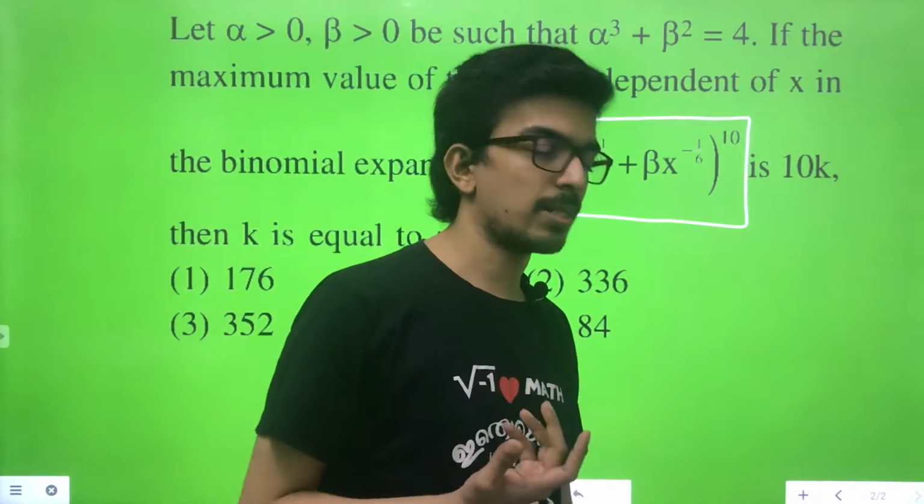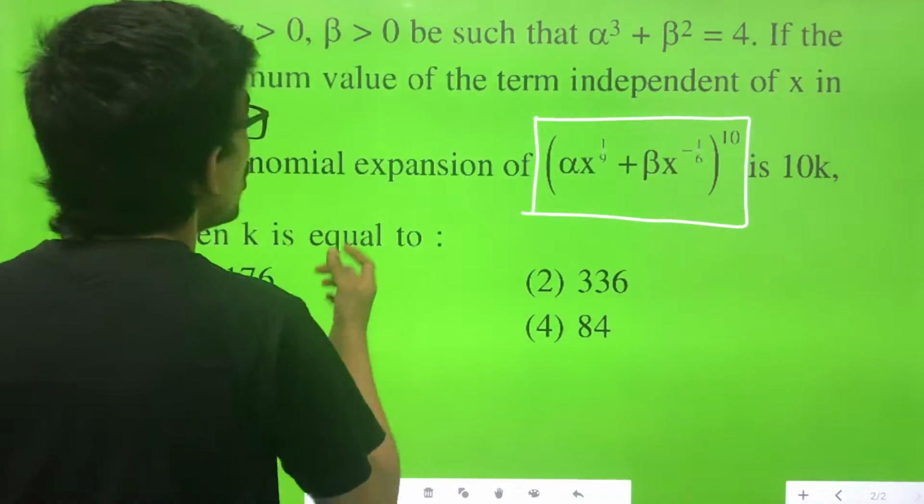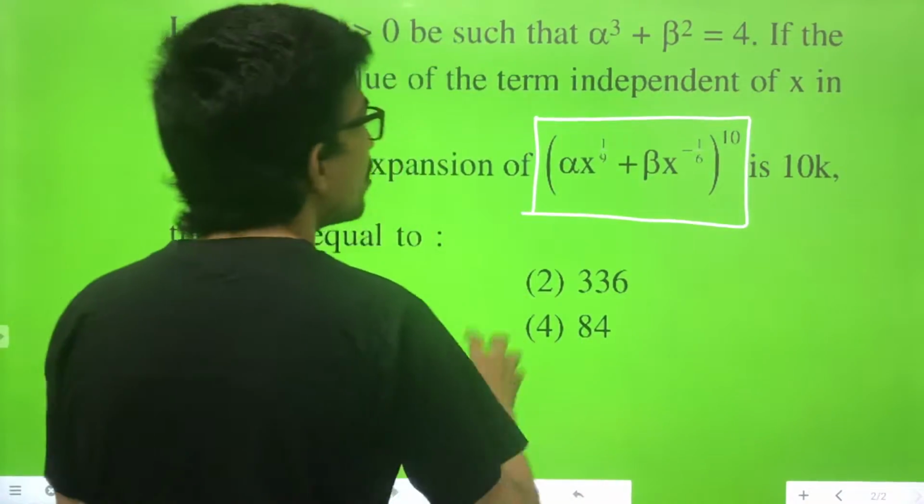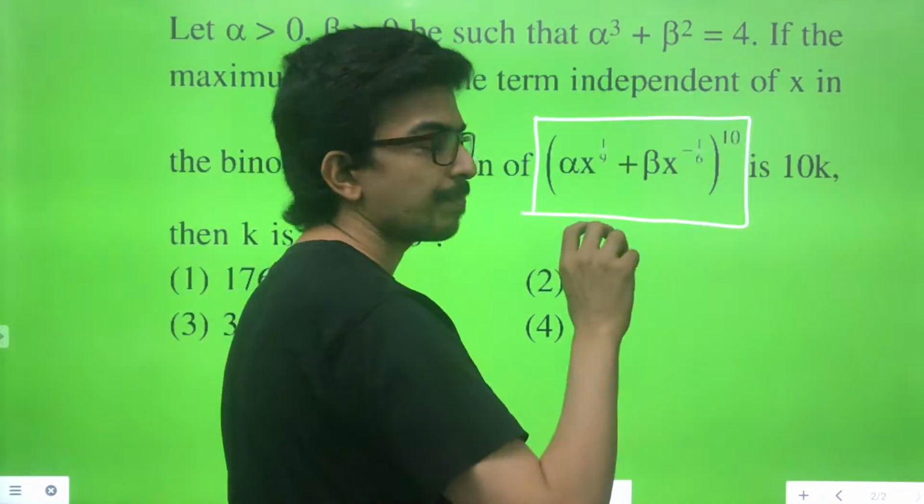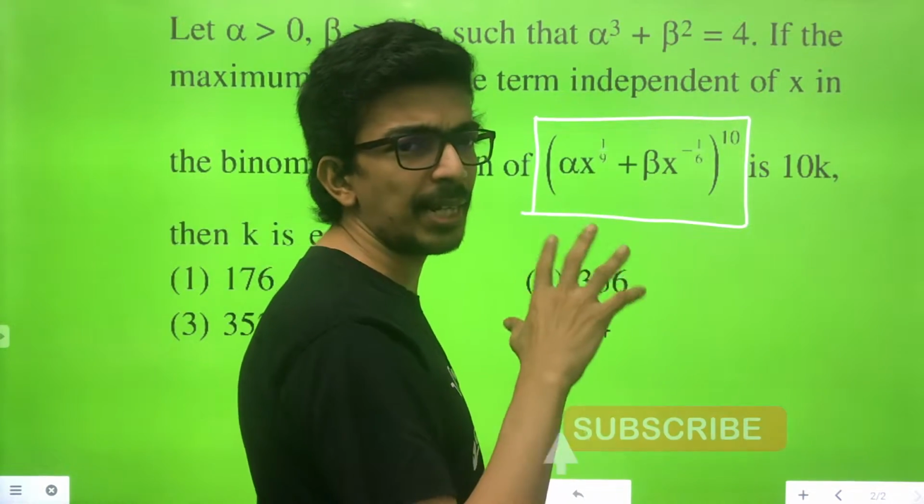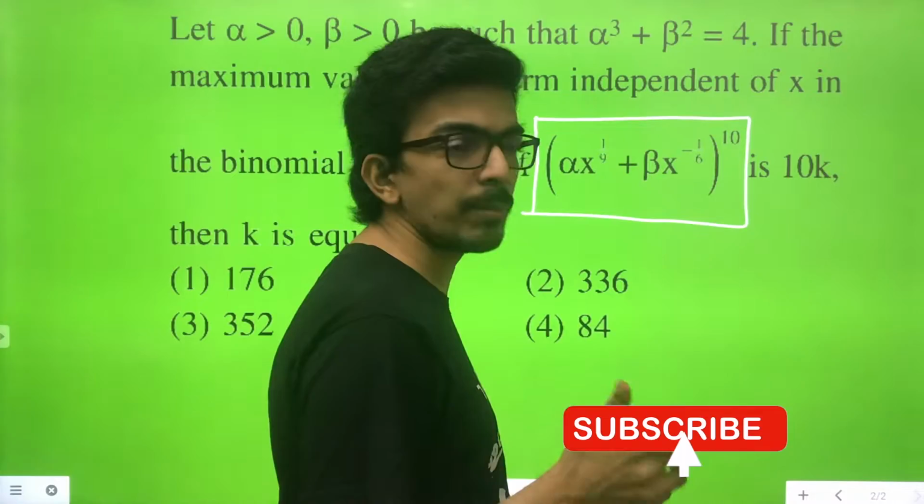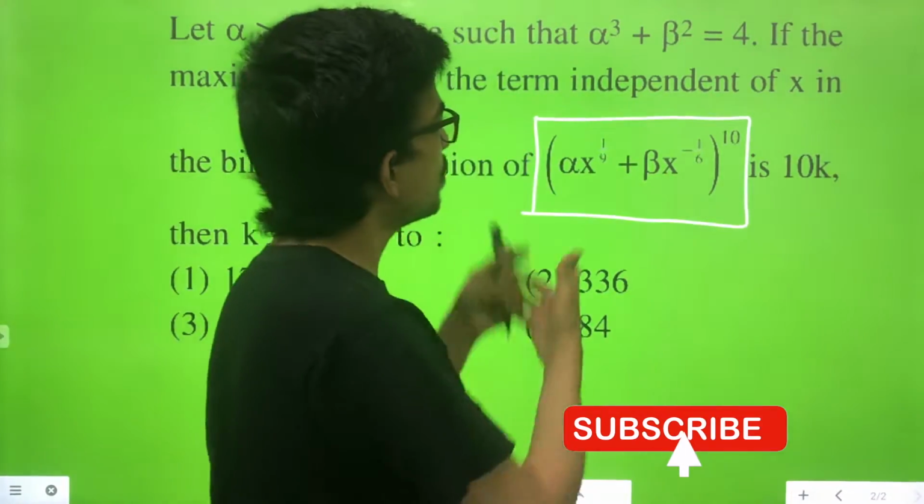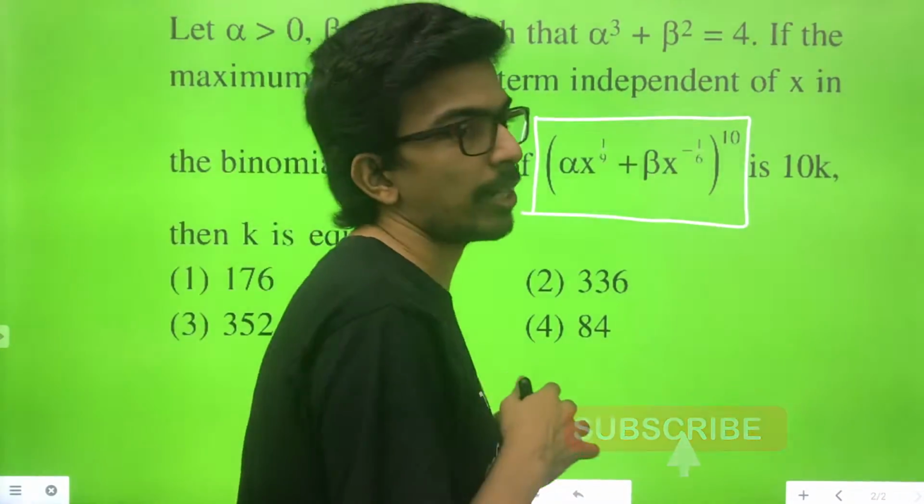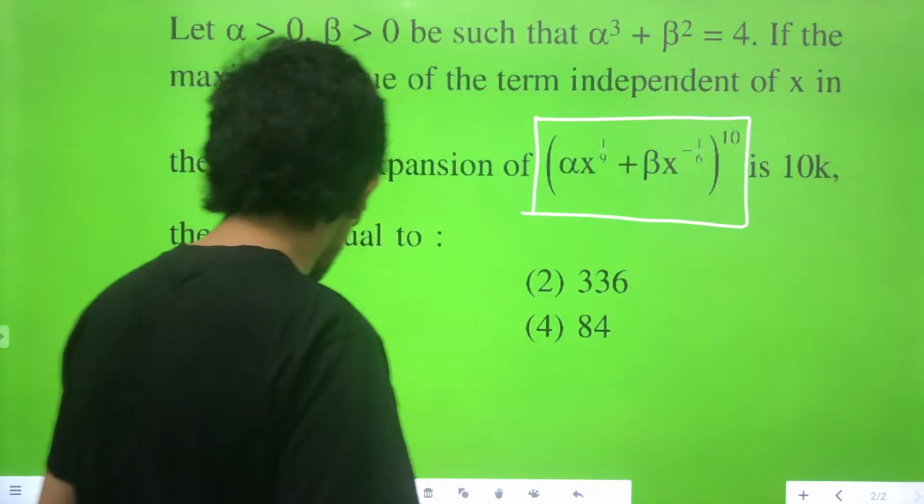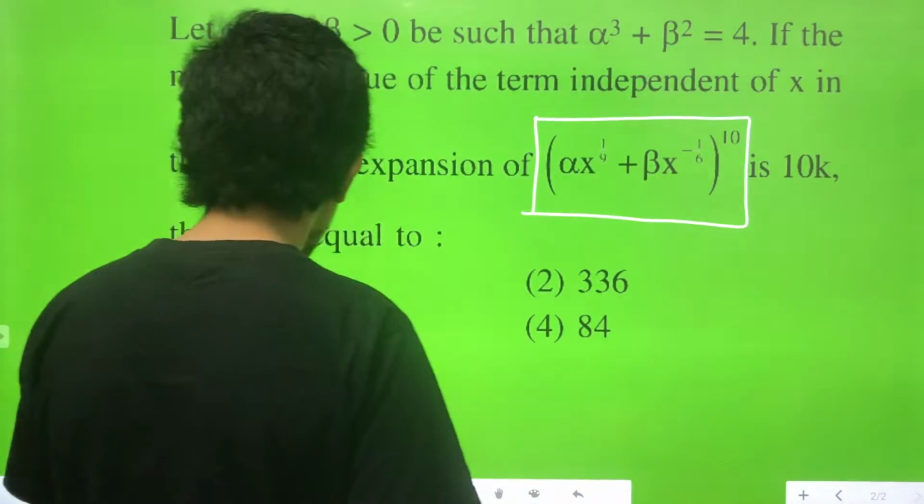Let's see how this can be done. Of course, we have to do the first part. The first part involves a simple basic idea from binomial theorem. The second part involves some idea from calculus, because it talks about maximum value, right? Okay, cool. So let's see how this can be done.